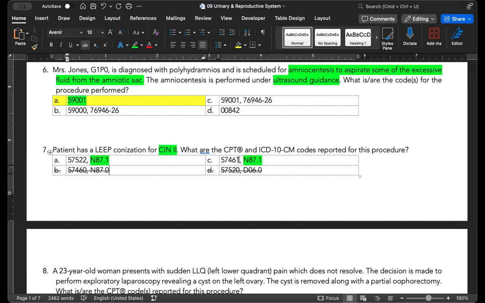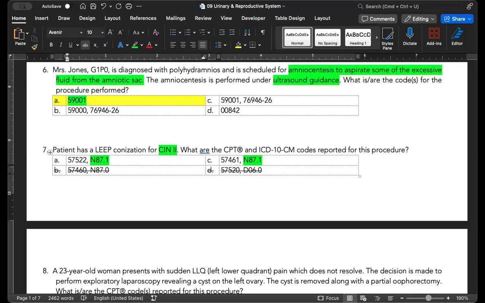Which code do you all think we should code? Myra says A, so 57522, the conization of the cervix with or without fulguration, with or without the D&C, with or without the repair. Myra, is it Mayra or Myra? I don't want to say it wrong. You're changing your mind? You meant C. It's okay. It's Myra. Okay, so I was saying it right.